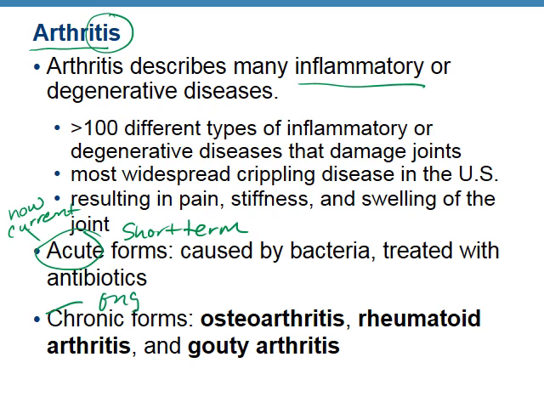Chronic means ongoing. So you can have acute forms of arthritis. Usually it's some sort of inflammation. We can treat the bacteria with antibiotics and kill them. There are 100 different types. The chronic forms are the ones that we'll look at the next couple of slides. You can have osteoarthritis, so it's going to have something to do with bone, right? We can have rheumatoid arthritis, and we can have gouty arthritis. So we will look at these on the next slides.